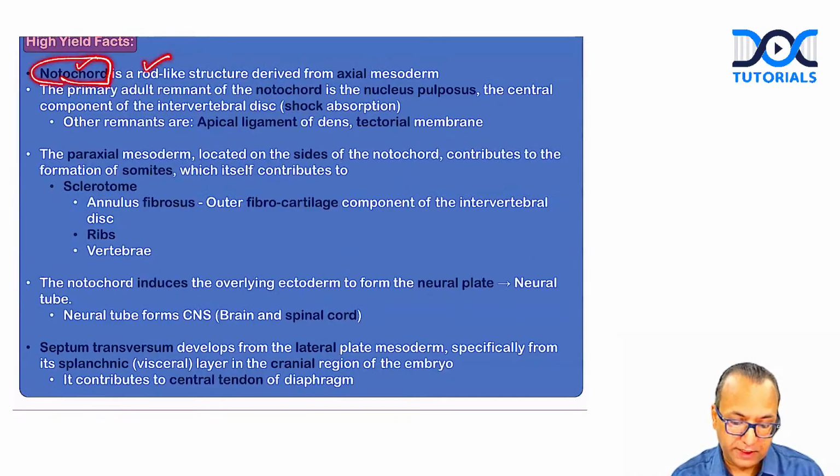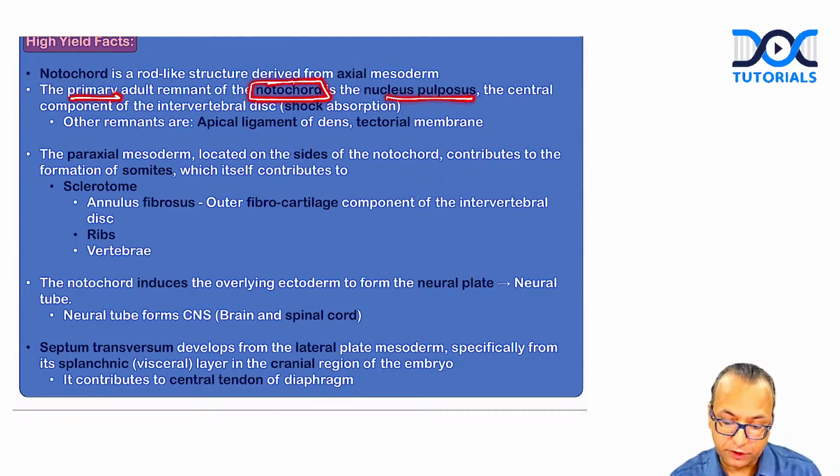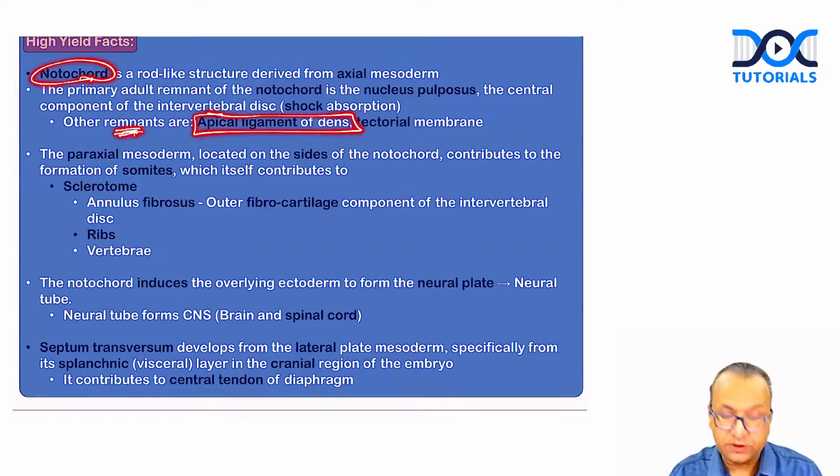Notochord is basically a rod-like structure forming the axial mesoderm, later forming nucleus pulposus. Primary derivative is nucleus pulposus, central component. It is for shock absorption because it is between the vertebra. The other remnants of the notochord you have to remember are apical ligament of Dens, which can come as a question anytime. The other derivative is tectorial membrane. So total 3 derivatives of notochord.